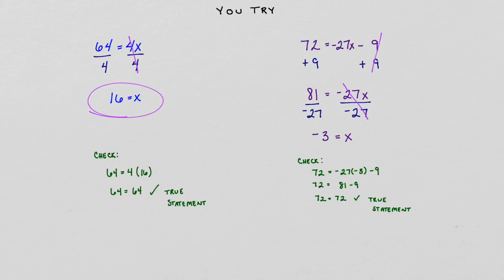For the second problem, we have 72 is equal to -27 times x minus 9. Again, we want to work our way in towards that variable, so the easiest step that we can take care of first in this two-step equation is to add 9 to both sides. That would give us 81 is equal to -27 times x. Let's undo that multiplication by using a division. 81 divided by -27 will give us -3, and once again, we have the check below to confirm that our solution is correct.